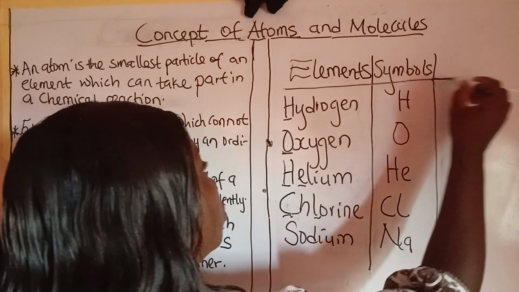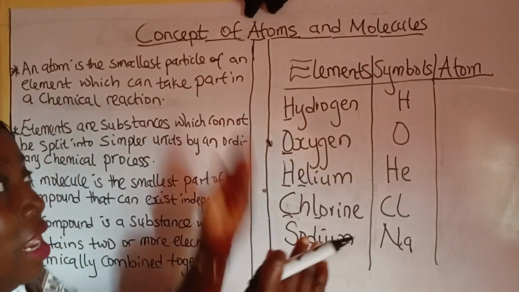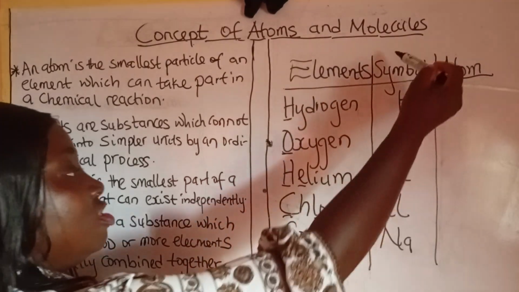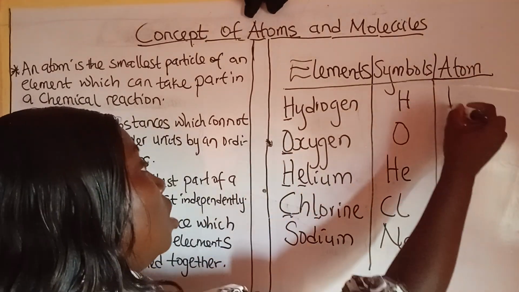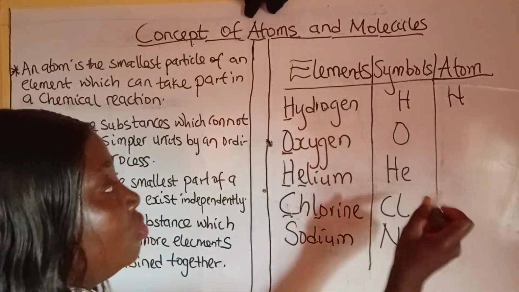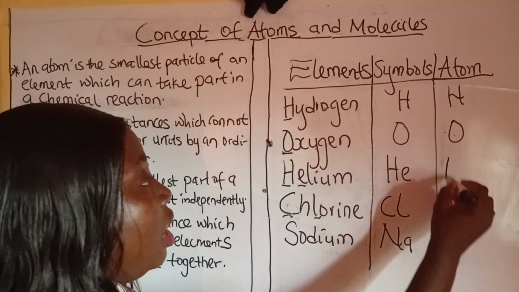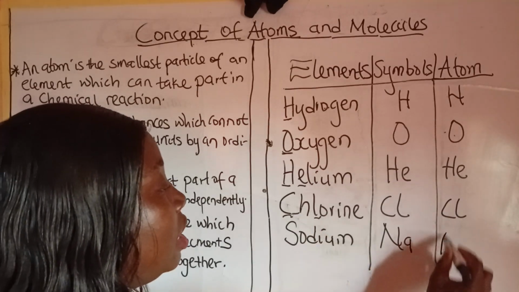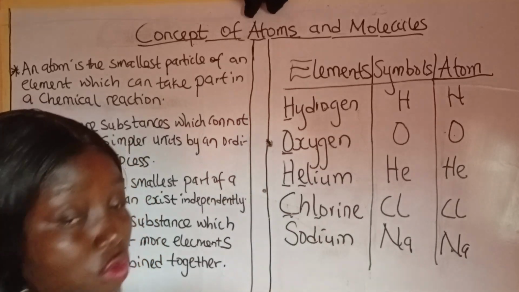Now let's look at the atoms. From the definition of atoms, they are the smallest particle of elements which can take part in a chemical reaction. Now, these symbols that represent these elements also represent the atoms. H is also a symbol for one atom of hydrogen. O is a chemical symbol for one atom of oxygen. He, that of helium. Cl for chlorine, and Na, chemical symbol for one atom of sodium.